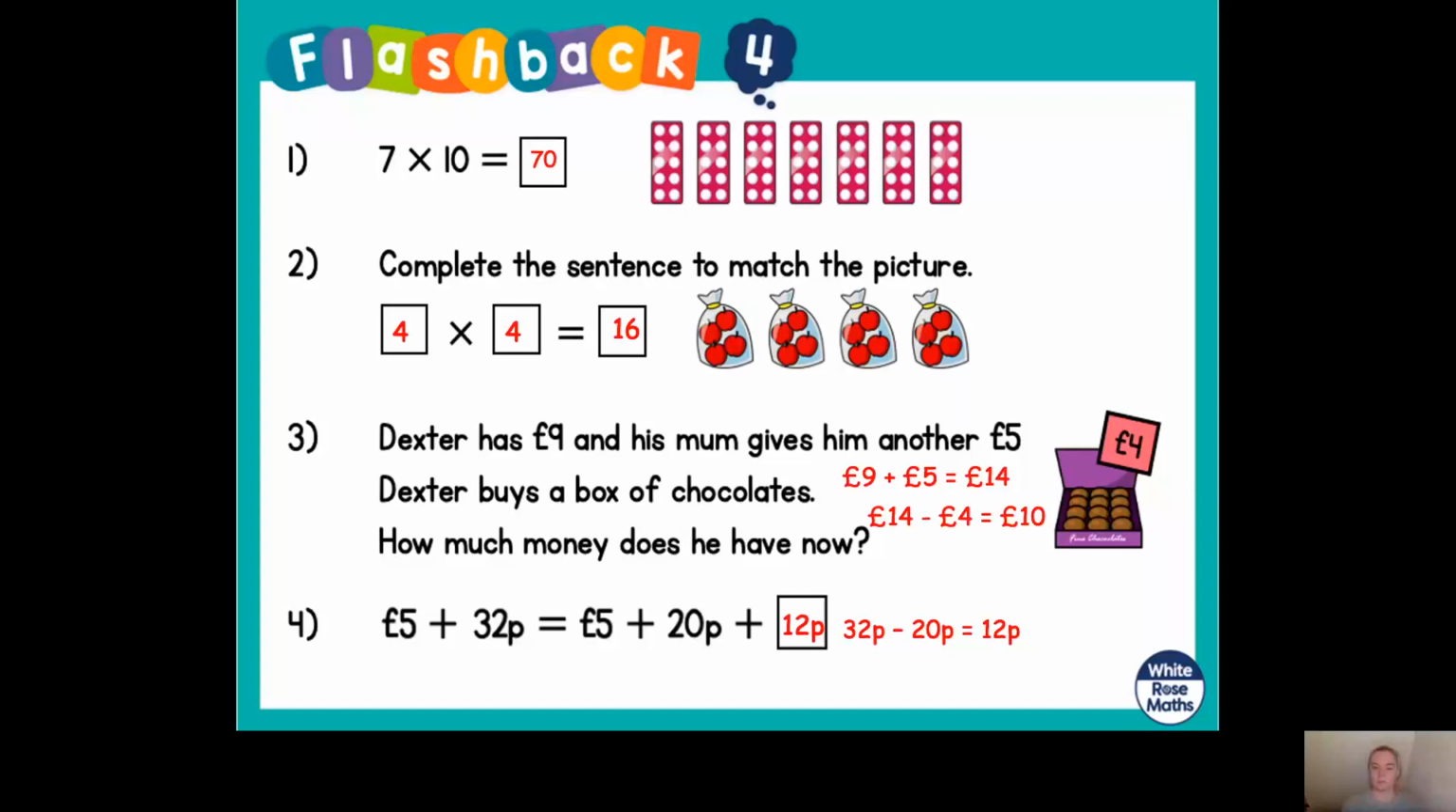Now, to double check, let's add together 20 pence and 12 pence. 20 add 10 is 30, and 30 plus 2 is 32. So there you go. We have the same amount on each side. The amounts of money are equal. They are the same. Now, let's move on to today's learning.